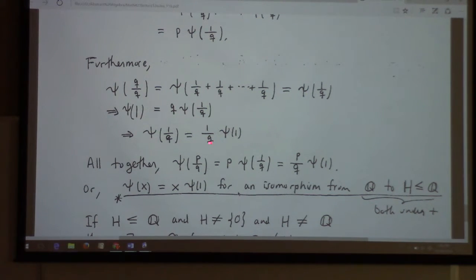Yay! So we have earned, see, now we have earned the right to pull Q out. Okay. And so now we have that psi of P over Q is equal to P over Q times psi of 1. All right, great. Or, more to the point, psi of x is equal to x times psi of 1 for an isomorphism from the rational numbers to a proper subset of the rational numbers. All right, this is still not done.